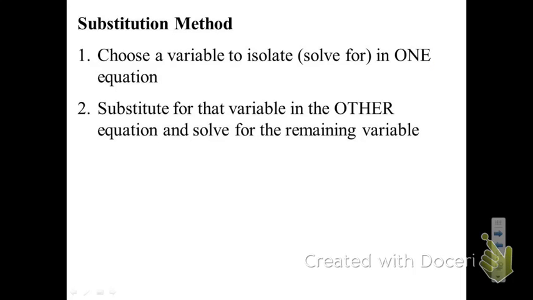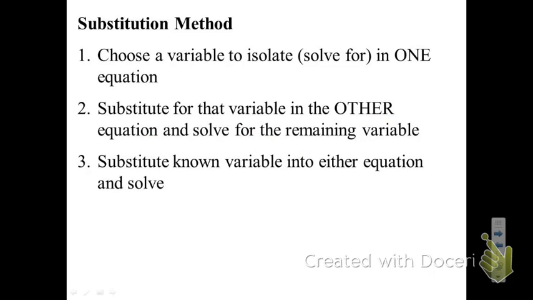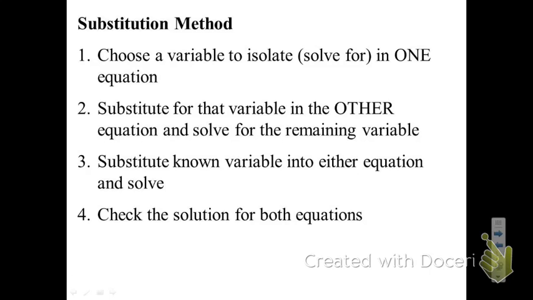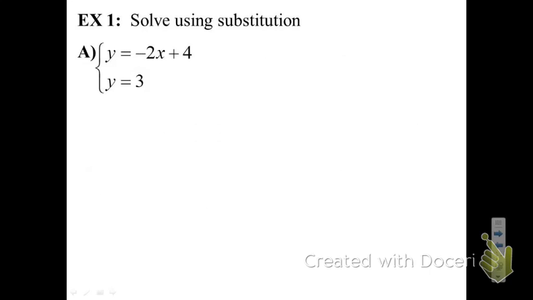Your second step, you will substitute for that variable into the other equation and solve for the remaining variable. At the end of step 2, you should have like x equals 3 or y equals 12, where you've solved for one or the other variable. Step 3, once you know what the variable is from step 2, you will substitute that into either of the original equations and solve. And step 4, you'll check your solution for both equations.